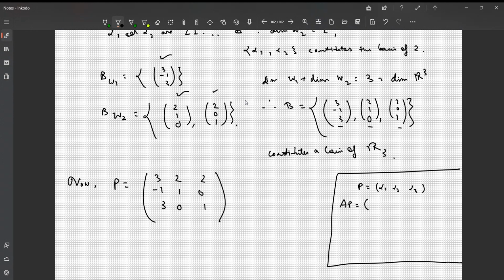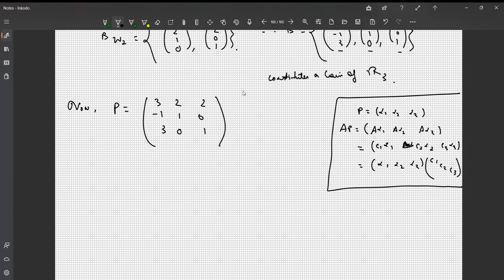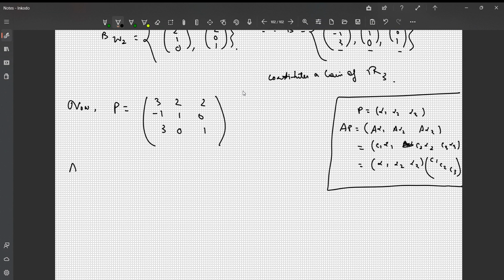Then what is AP? AP is nothing but A alpha 1, A alpha 2, A alpha 3. But A alpha 1 is nothing but C1 alpha 1, because alpha 1 is an eigenvector associated with the eigenvalue C1. So we have here C2 alpha 2 and C3 alpha 3. But this is nothing but alpha 1, alpha 2, alpha 3 times the diagonal matrix C1, C2, C3.